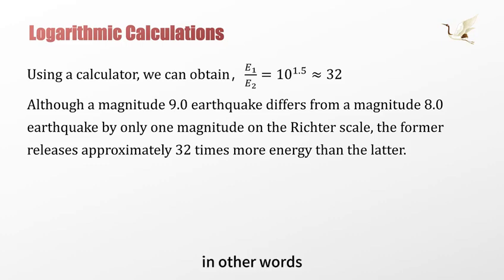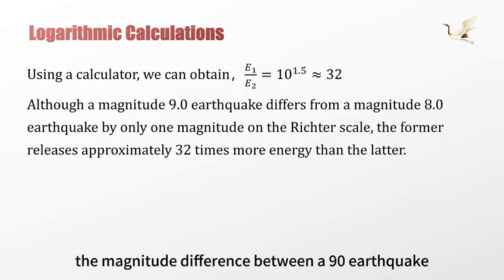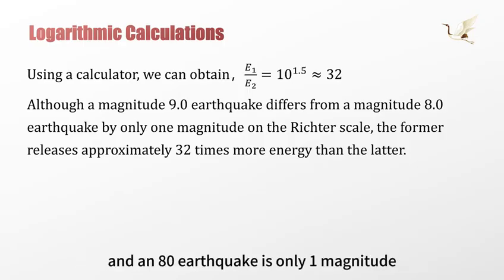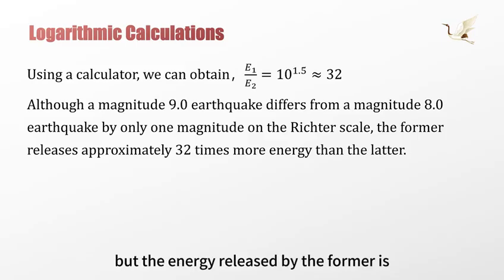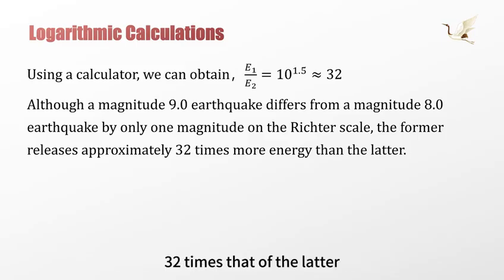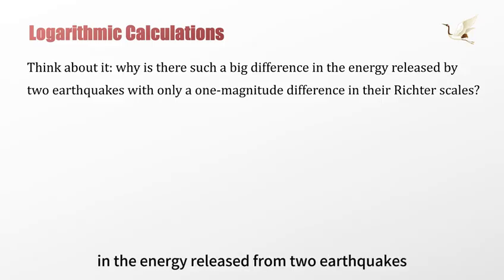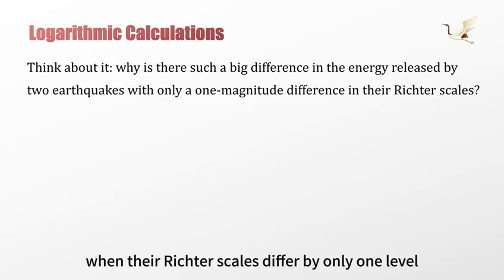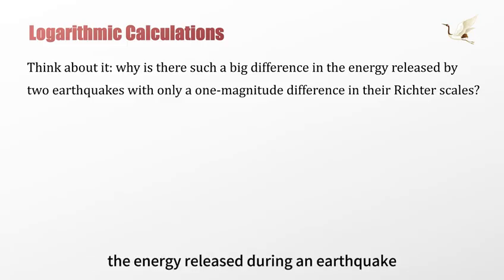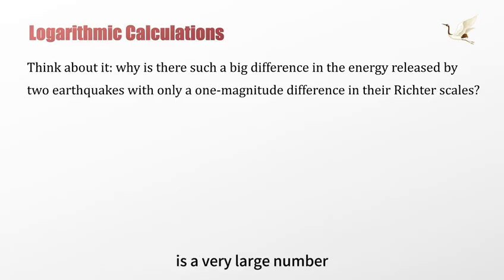In other words, the magnitude difference between a 9.0 earthquake and an 8.0 earthquake is only 1 magnitude, but the energy released by the former is 32 times that of the latter. Please consider why there is such a significant difference in the energy released from 2 earthquakes when their Richter scales differ by only 1 level. The energy released during an earthquake is a very large number, but after logarithmic calculation, it becomes very small.